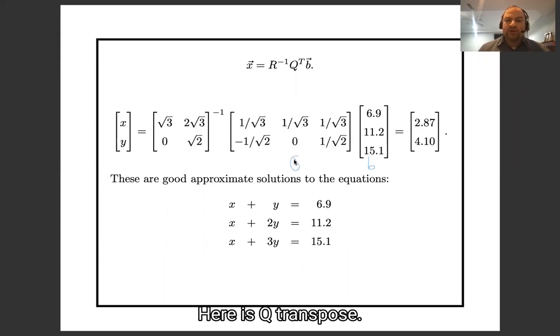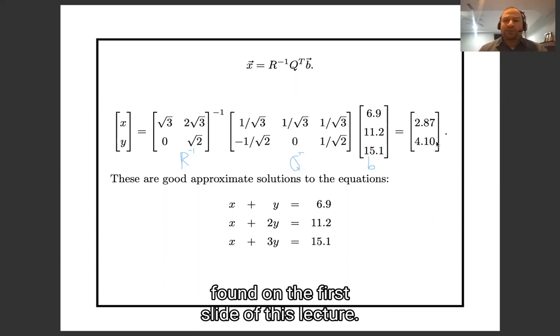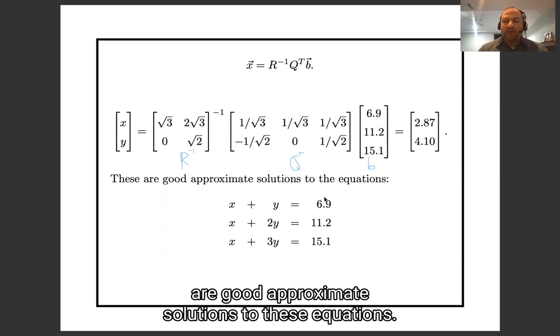Here's Q transpose. Here's R inverse. We get 2.87, 4.10, pretty close to the 3.4 that we found on the first slide of this lecture. And sure enough, if you plug it in, you'll see that these are good approximate solutions to these equations.